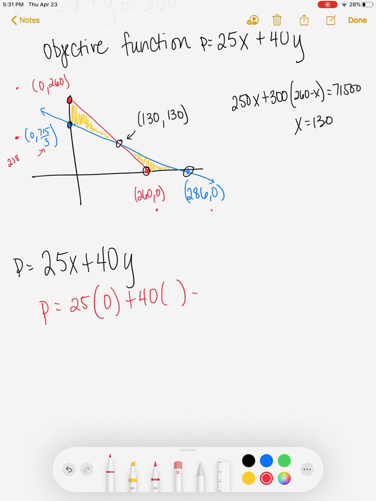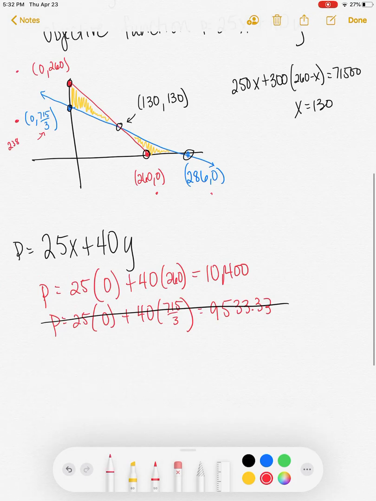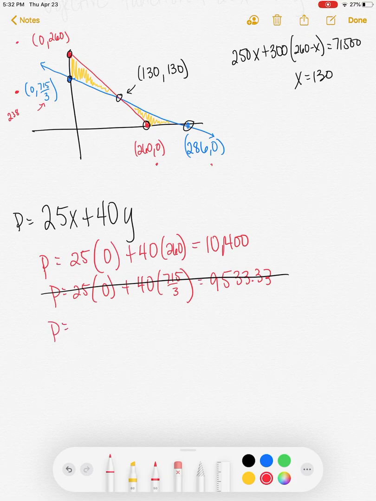So when I plugged this in, oops, not y, I'm sorry. That's not supposed to be y right there. That's supposed to be 260. Oh, goodness. This gave me 10,400. Then I tried the next one. Again, you could check the second one below it, but I honestly don't even care what it is because I know it's smaller than the one above it. It gave me 9533.33, but I know that's smaller. That's clearly not going to maximize things.